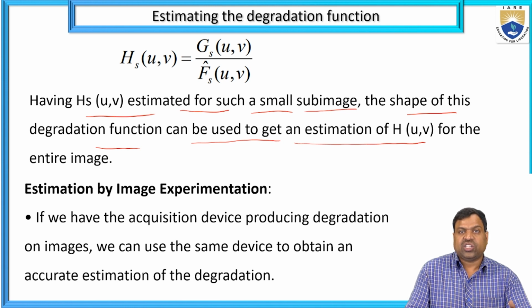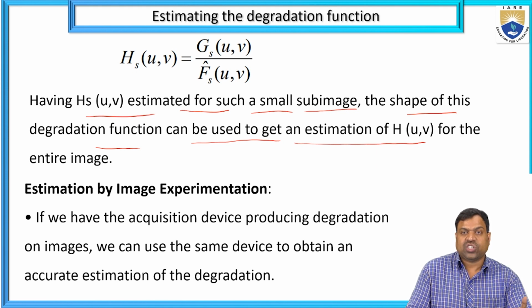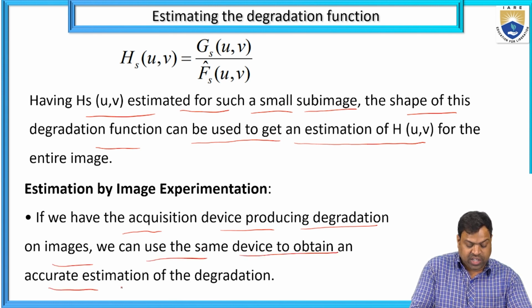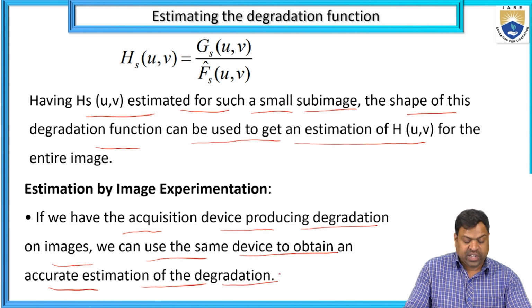So here H of u comma v is estimating how much noise is there. The estimate is equal to the degradation function, inversely proportional to the restored image. That is F dash of u comma v. And estimating the image degradation: how are we estimating the degradation of the image? Suppose we have an acquisition device producing degradation of the image, we can use the same device to obtain an accurate estimation of the degradation.